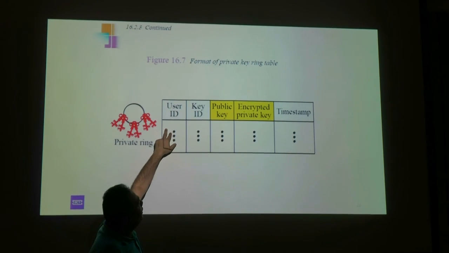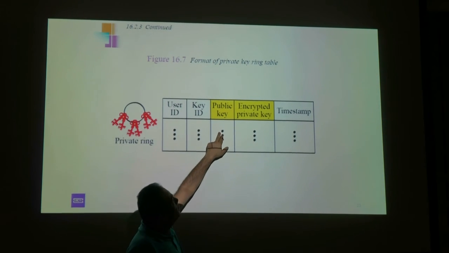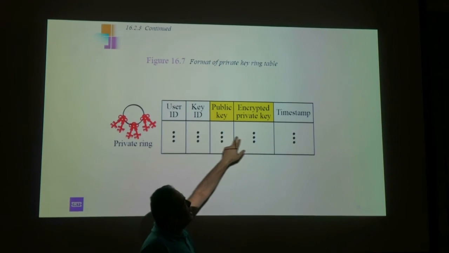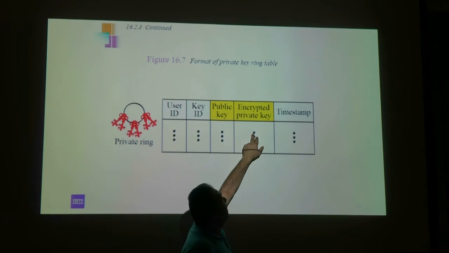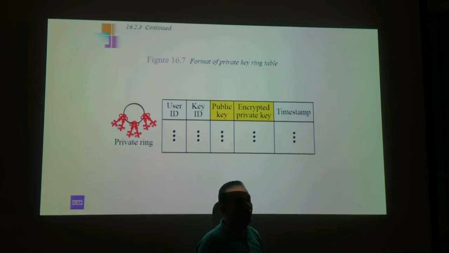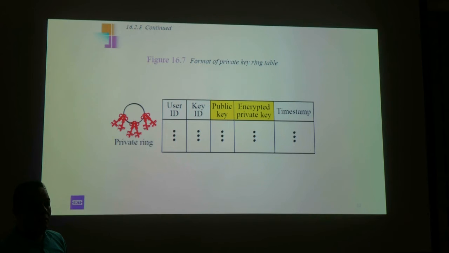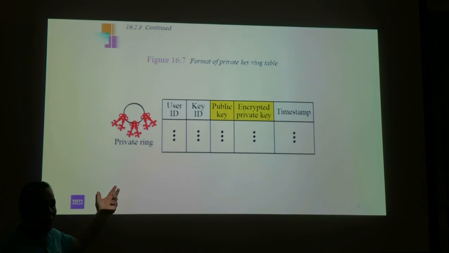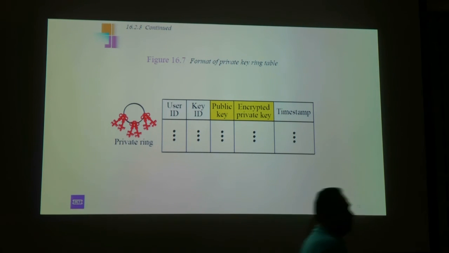So I'll have a user ID, I have a key ID. Usually the key ID is the first 64 bits of the public key, and then I'll have the private key, but I don't store the private key in plain text. I have to encrypt it, and then the timestamp when it was created. So basically, that's my private key ring. Usually, how many pairs do we have? One, two, three, at most four, right? That's okay. It's not a big table.